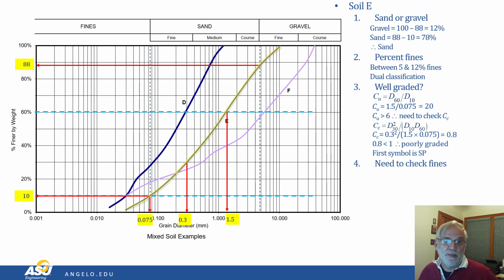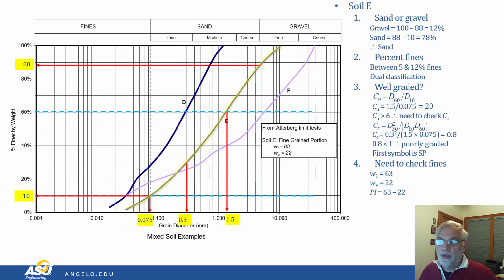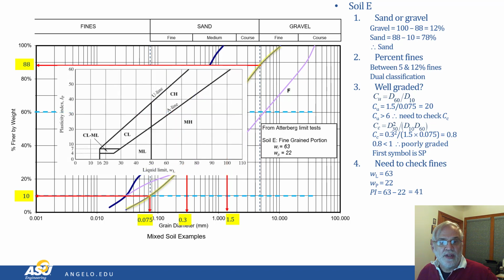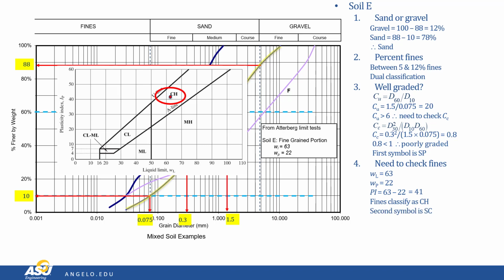Now we need to check the fine material. So we do our Atterberg limits test and find that the liquid limit is 63 and the plastic limit is 22, which gives us a plasticity index of 63 minus 22, or 41. Using the Casagrande chart, we plot the point and find that it falls above the A line, and the fines classify as CH. So the second symbol for this soil is SC.